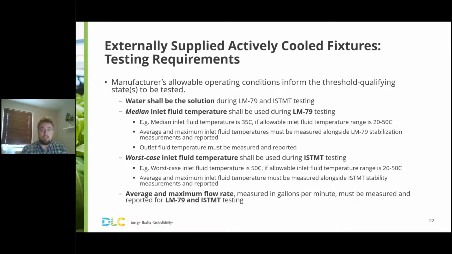And just additionally, knowing that a lot of these or all of these criteria right here are required but are outside of the LM79 scope, we do expect that the LM79 test report or the photon flux test report would capture these in the report itself, and most likely, hopefully, in a separate section that clarifies that it's outside of the LM79 scope itself.